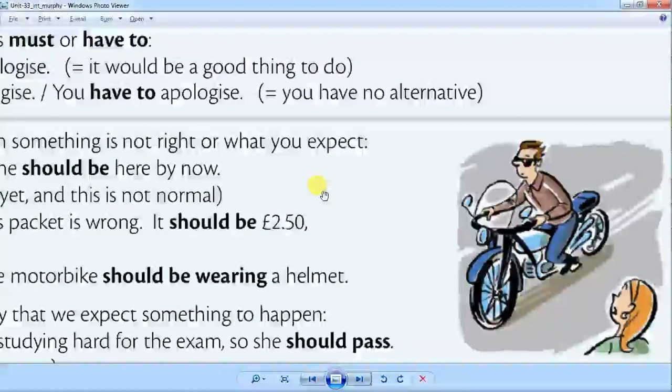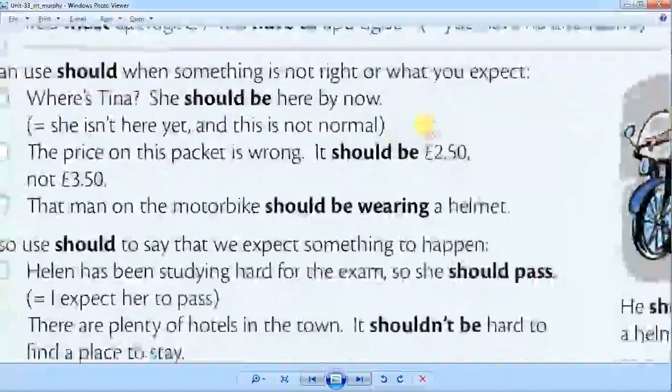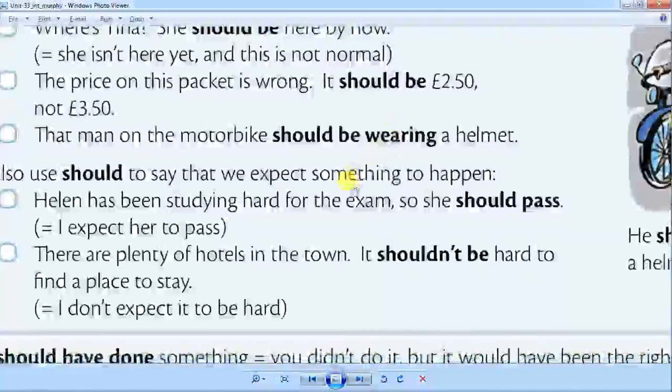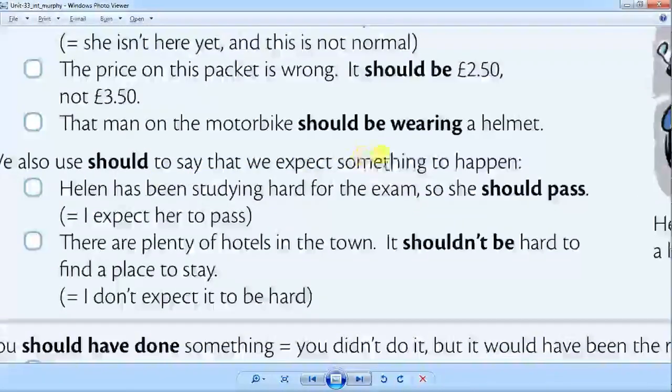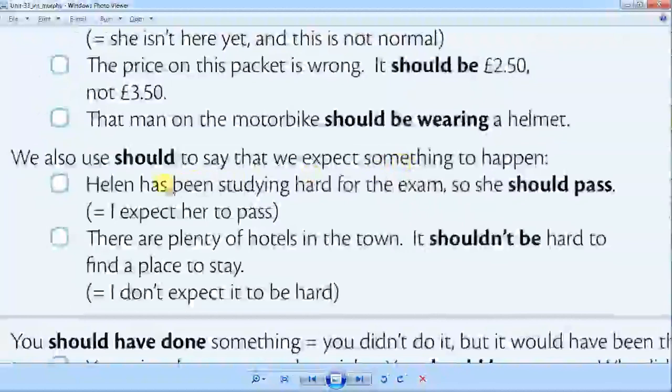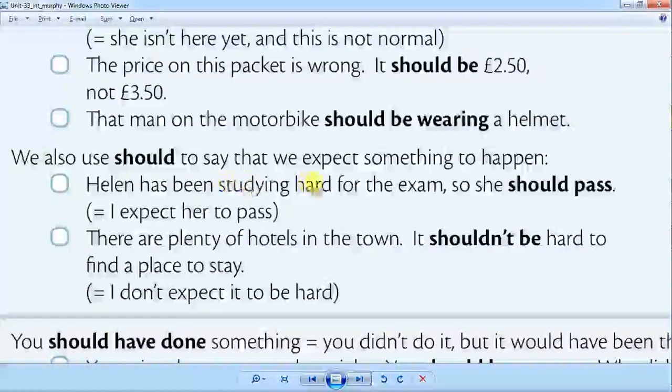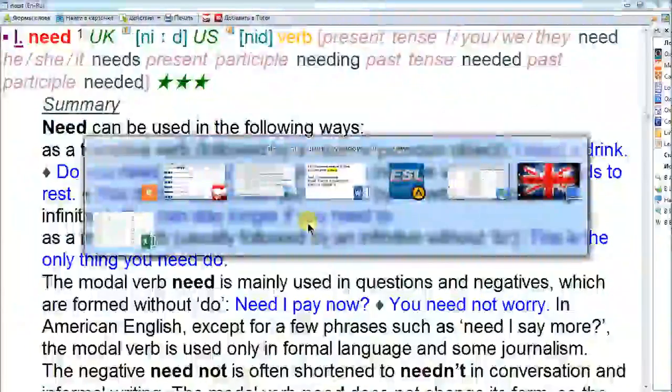And the third one is when we are sure about something, when we expect something to happen. For example, Helen has been studying hard for the exam. Helen, imtihonga qattiq o'qiyapti. So she should pass. O'tsa kerak. Okay? Should.